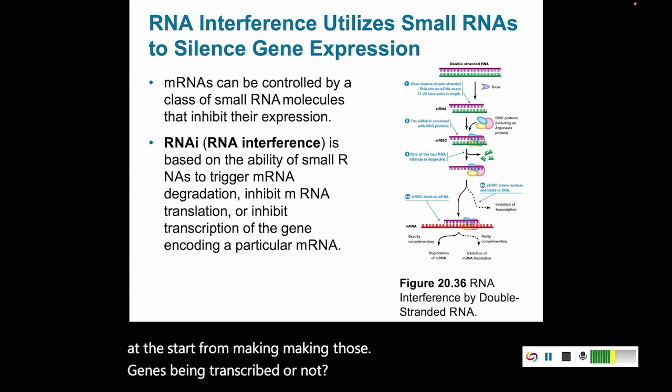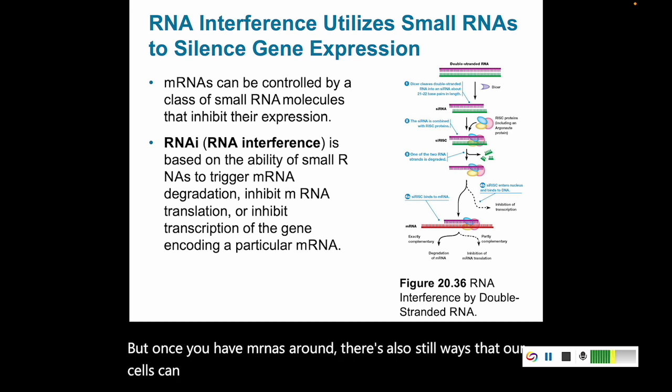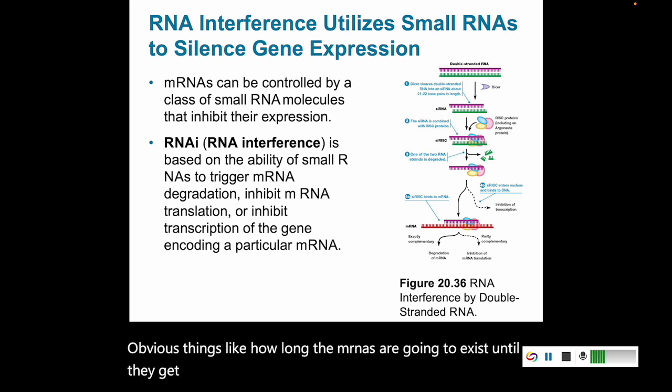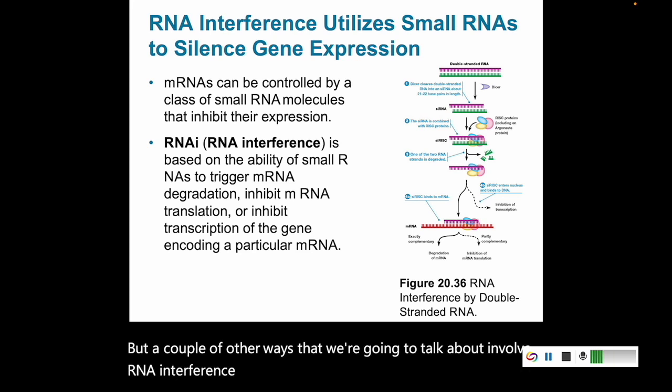But once you have mRNAs around, there's also still ways that our cells can control if those mRNAs are being expressed or not. Obvious things like how long the mRNAs are going to exist until they get broken down, or even how long a protein that's created is going to exist. But a couple of other ways that we're going to talk about involve RNA interference and microRNAs.